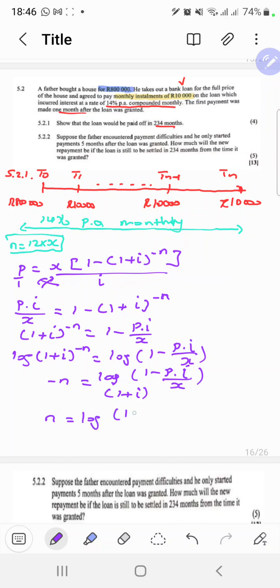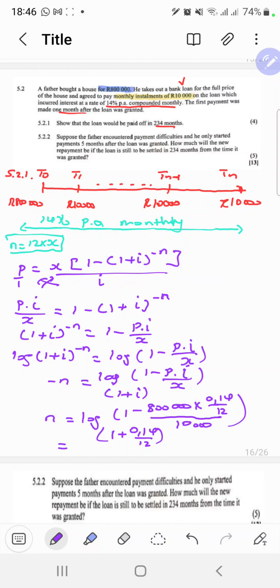Okay, let's start with the number. So this is 1 minus p. Remember that was 800,000. And then multiplied by the interest here, which is 0.14 over 12, right? It's the nominal interest. And then all of that divided by our monthly payments, 10 grand. And then our base here is 1 plus 0.14 divided by 12.